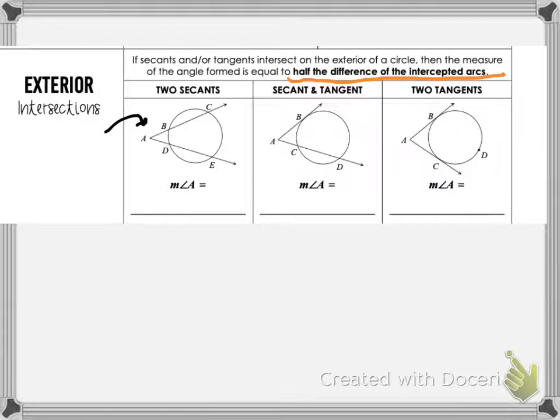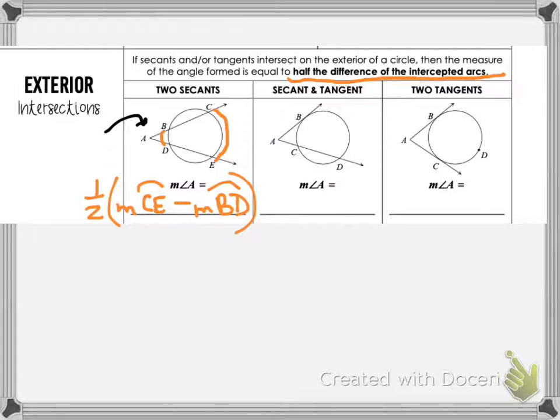So in this example here, the intercepted arcs would be arc CE and arc BD. And so the measure of angle A would be equal to 1/2 the measure of arc CE minus the measure of arc BD. Okay, so you take the difference. That means you're subtracting this time.